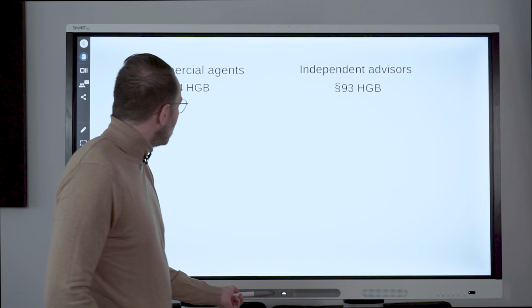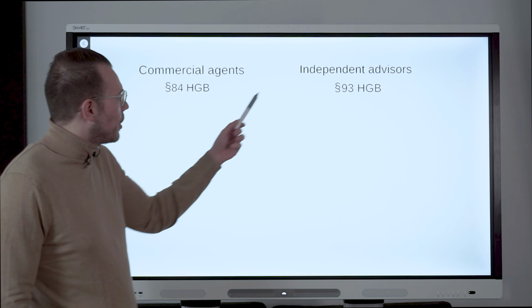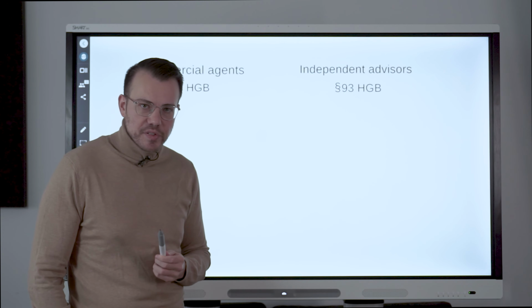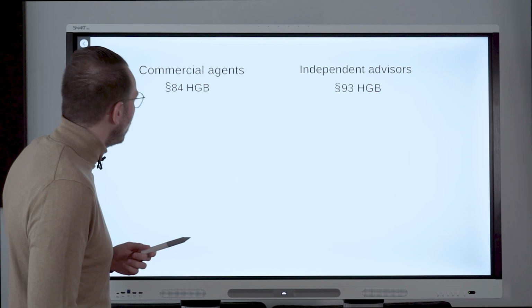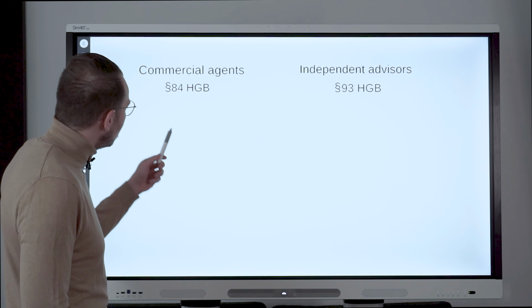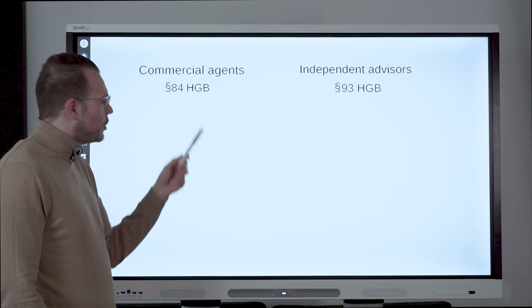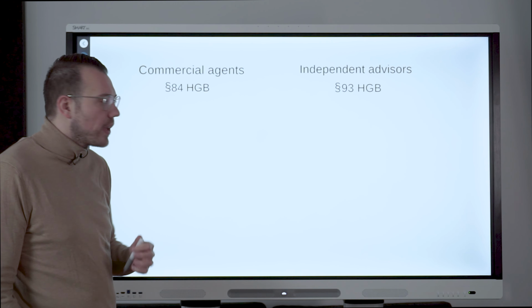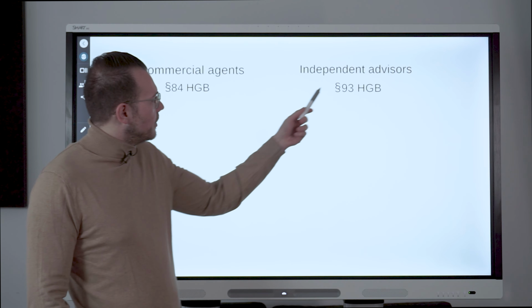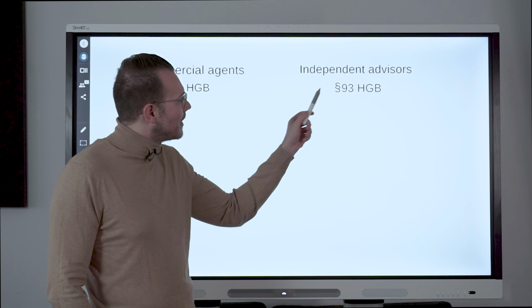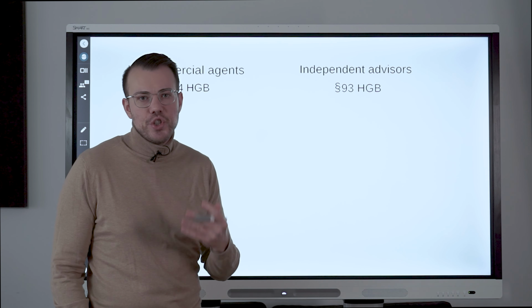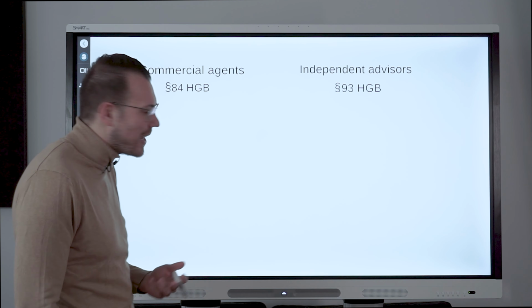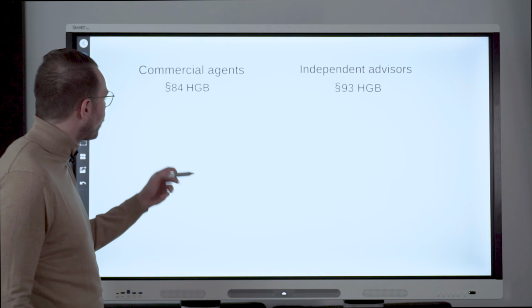We have on one hand the commercial agents and on the other hand the independent advisors. Let's start with the commercial agents. It's written in paragraph 84 HGB, so trade law in Germany, and independent advisors are regulated in paragraph 93 HGB, also in the trade law. Handelsgesetzbuch, it's called in German.